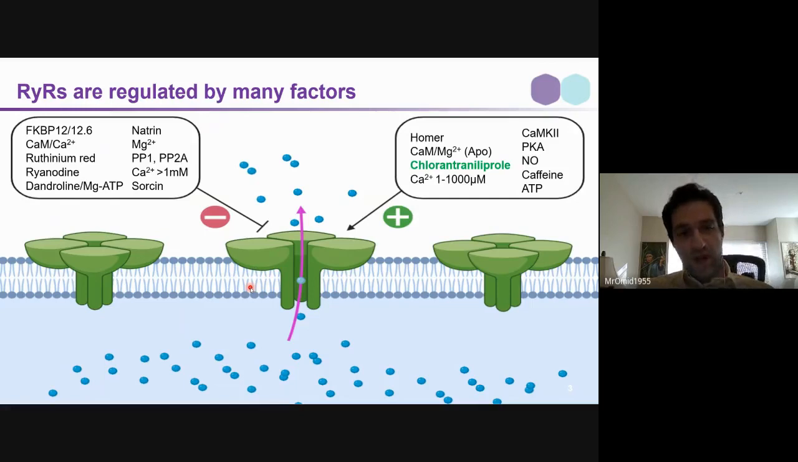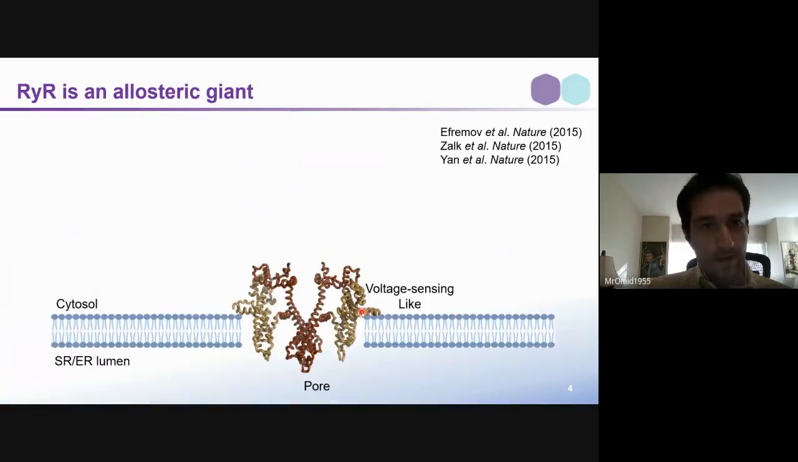These giant ion channels are, of course, involved in calcium release from ER or SR stores into the cytosol, and they affect many different physiological functions, from memory formation to muscle contraction. They're regulated by hundreds of different molecules, small molecules, ions, proteins, and so there's a whole host of different interactions that I think are very exciting to characterize. I've been focusing a lot of my postdoctoral research on characterization of different proteins and small molecules that regulate this ion channel. And of course, today I'll talk about the cyclaniliprole insecticide.